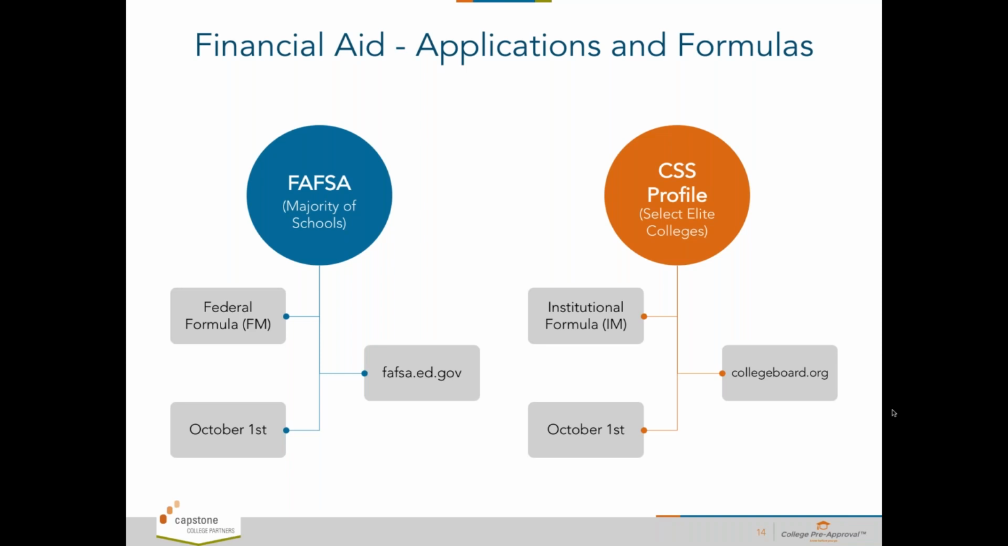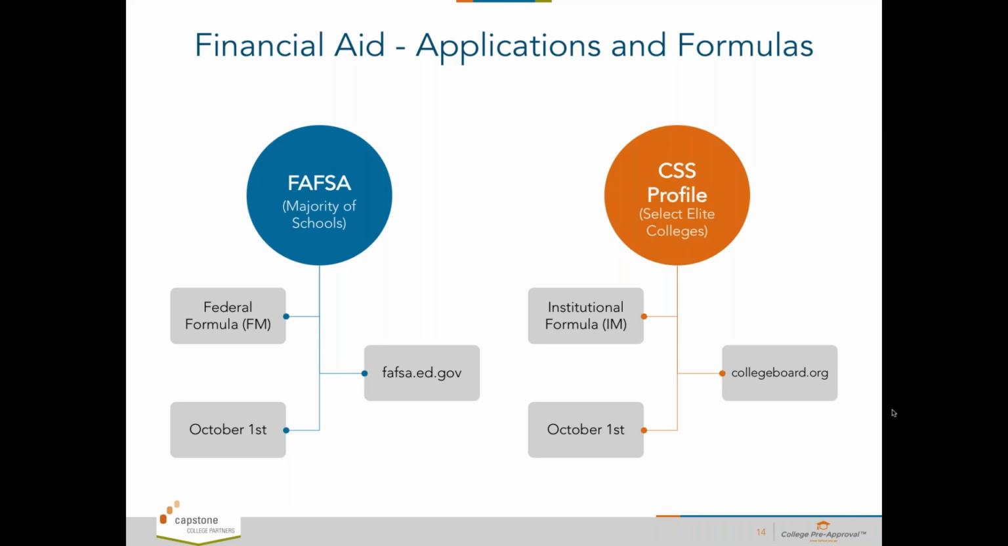So you file the FAFSA for every school, but many schools, which I'll show some of, also require the CSS Profile. And that's going to drive what they call more of an institutional formula. One thing to understand is that it's to get institutional money, right? So you're filing this form, and they require a lot more information.